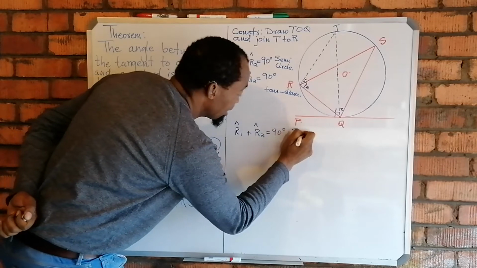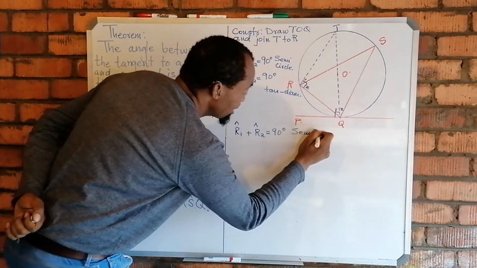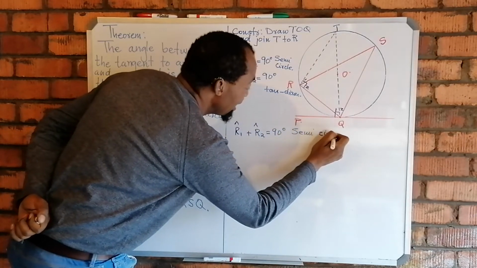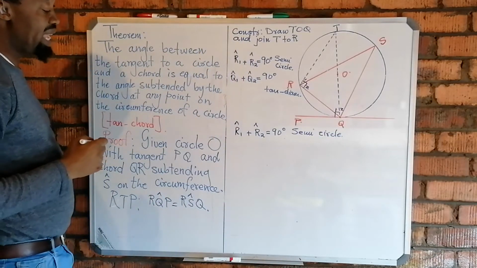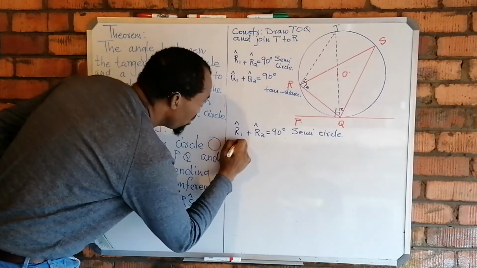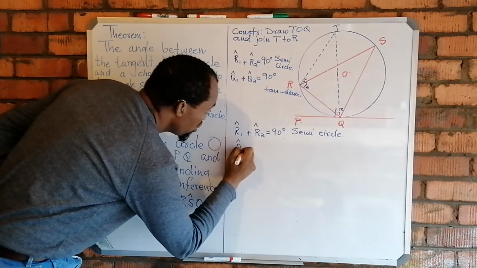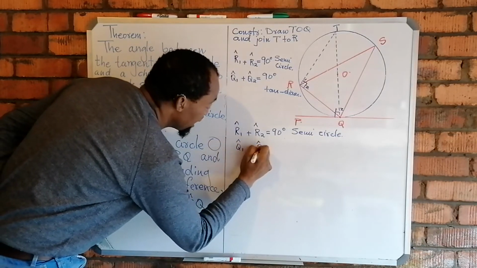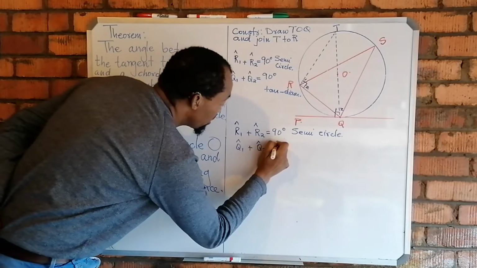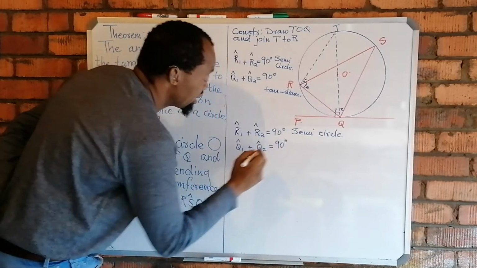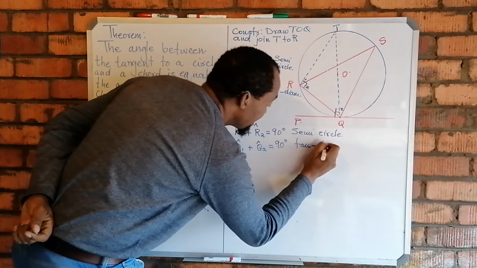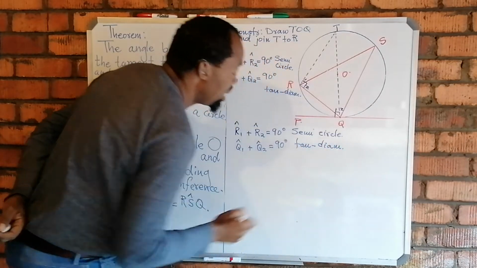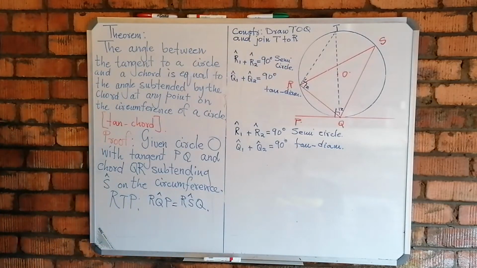What was our reason? The reason was semicircle, or subtended by the diameter. Again, we say angle Q1 plus angle Q2 is equal to 90 degrees. What is the reason? The reason is tangent diameter, or tangent radius if you want to.